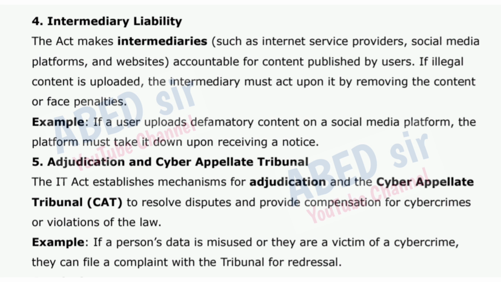a notice. 5. Adjudication and Cyber Appellate Tribunal. The IT Act establishes mechanisms for adjudication and the Cyber Appellate Tribunal (CAT) to resolve disputes and provide compensation for cybercrimes or violations of the law. Example, if a person's data is misused or they are a victim of a cybercrime, they can file a complaint with the tribunal for redressal.